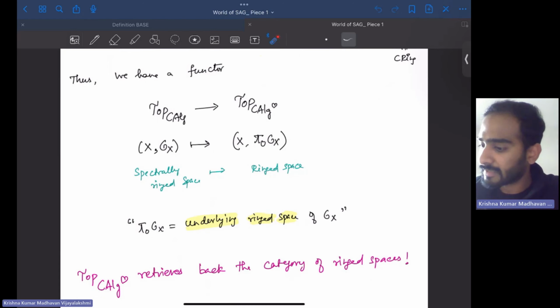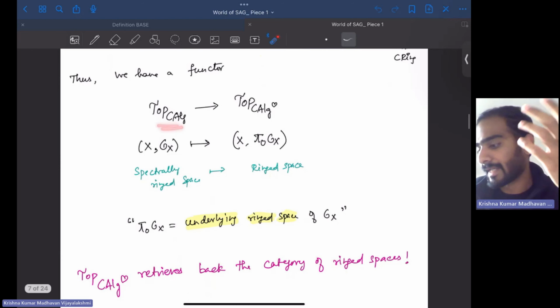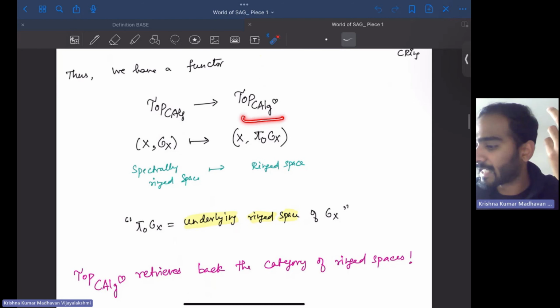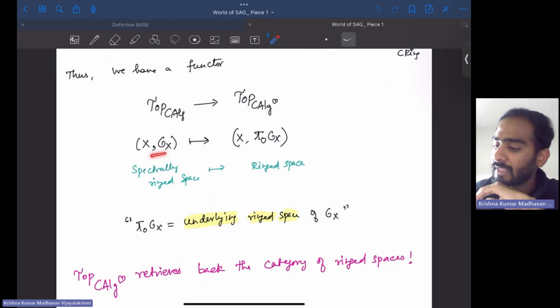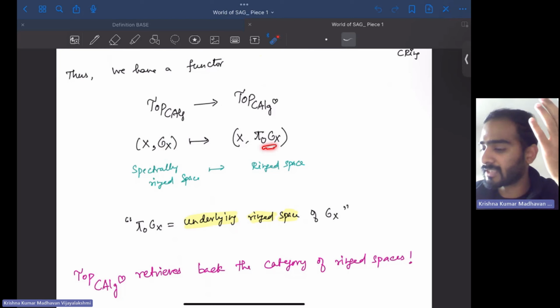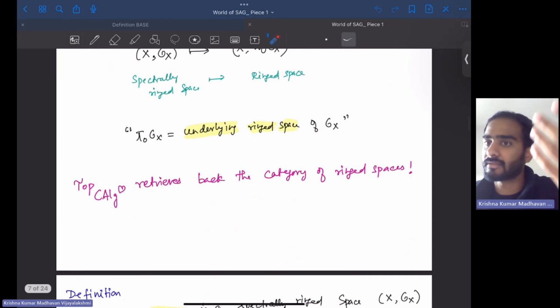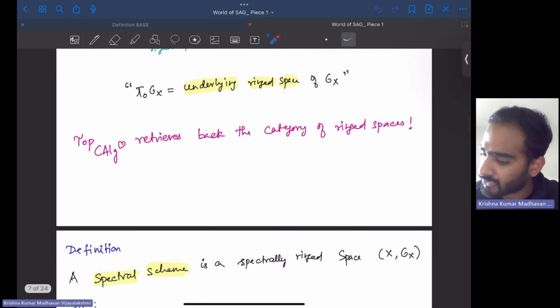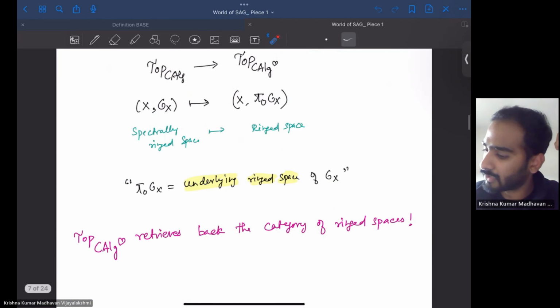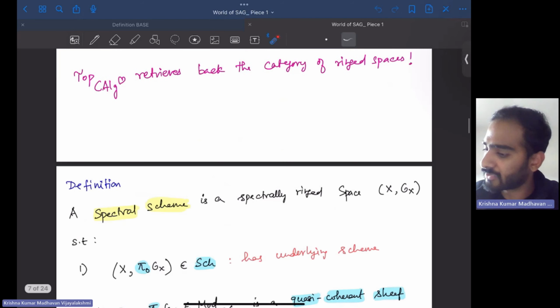It exactly means that there is a functor from the category of spectrally ringed spaces to the category of ringed spaces, which is given by just forgetting the higher homotopy. So you just have OX, which is an E infinity ring, so it carries homotopy. It's just taking the pi 0 component, just forgets everything. So you just get the plain structure sheaf, and in this way we can see this as an extension of scheme theory. So this category retrieves back the category of usual ringed spaces. Okay.